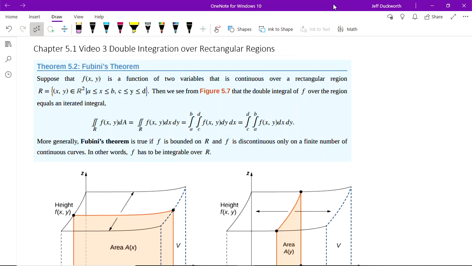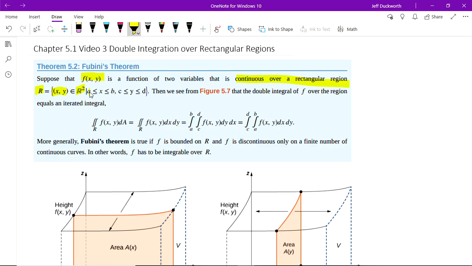This next theorem is dealing with the volume of something underneath a two-variable function. So if we have f of x, y, a function with two variables, that's continuous over the rectangular region we're going to define as R, which again shows a two-variable function x, y in R2.